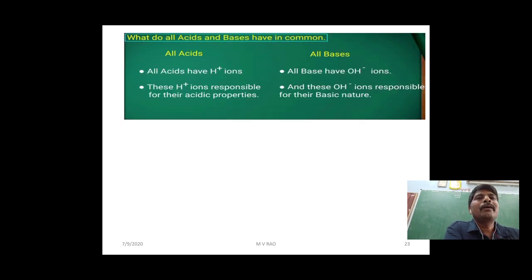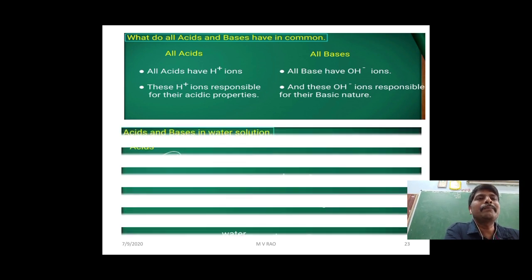Next one, what is the common observation from acids and bases? What you studied: all acids give H plus ions, all bases give OH minus ions. These H plus ions are responsible for their acidic property. These OH minus ions are responsible for their basic nature. If they ask you to write differences between acids and bases: acids give H plus ions, bases give OH minus ions. Then give an example for acid and an example for base.